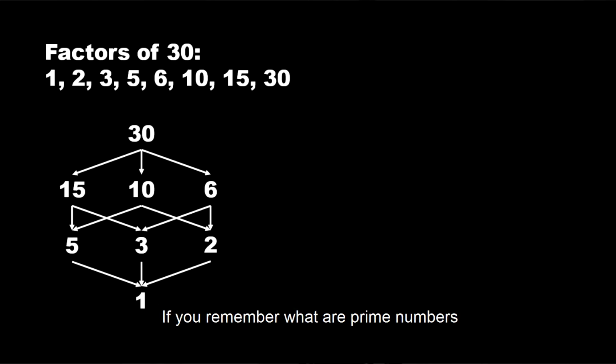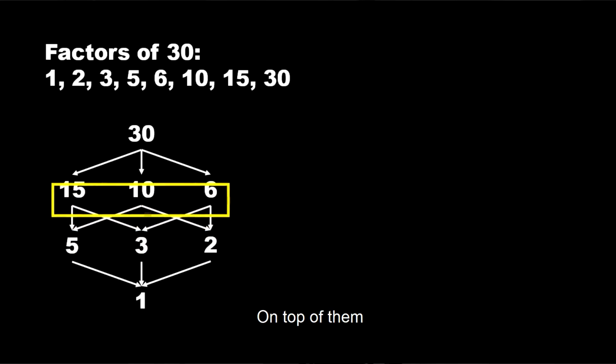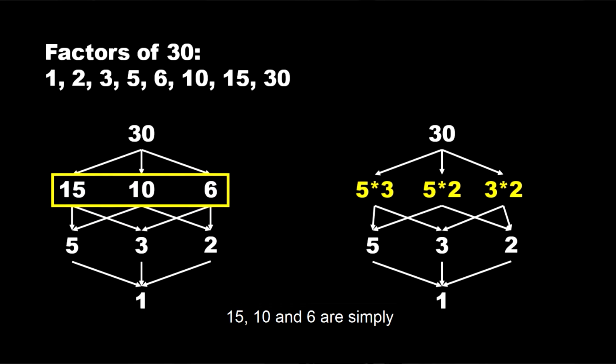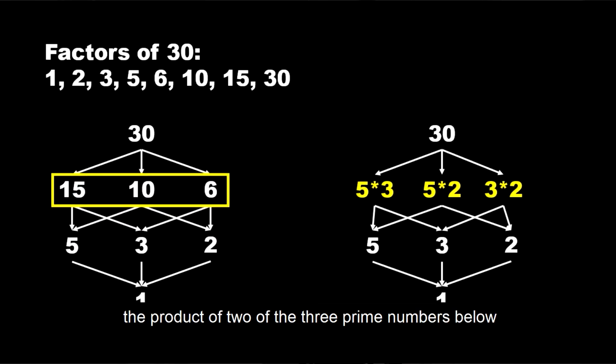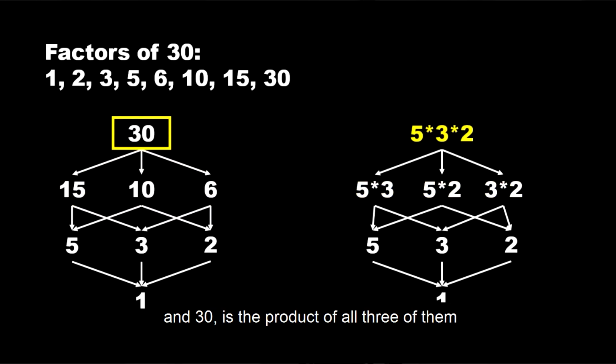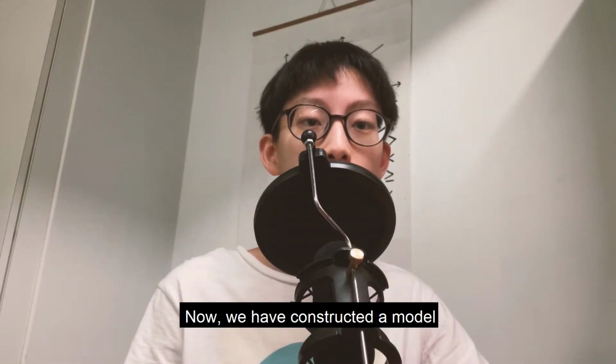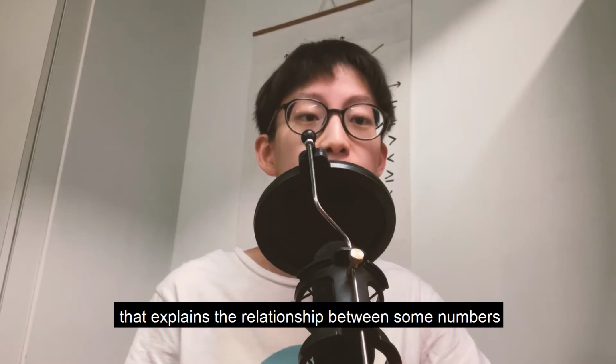And if you remember what prime numbers are, you may also notice that the ones on the second level, which are 5, 3, and 2, are all prime numbers, which can only be divided by 1 and themselves. On top of them, 15, 10, and 6 are simply the product of 2 of the 3 prime numbers below, and 30 is the product of all 3 of them. Now we have constructed a model that explains the relationship between some numbers.